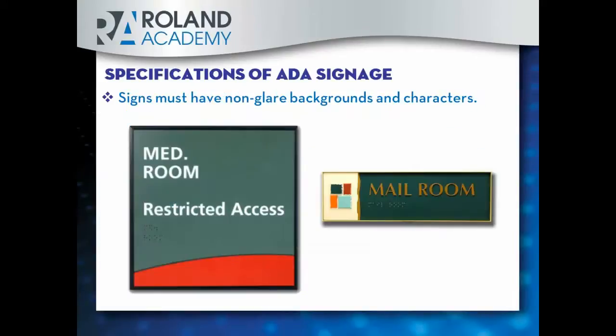Some of the specifications for ADA signage include that signs must have a non-glare background, as well as characters. Glare and reflection are a major problem for people with vision impairments, not necessarily the blind, but people that have nearsightedness, farsightedness, or are colorblind. So a non-glare background gives them a better field of perception, particularly the elderly.